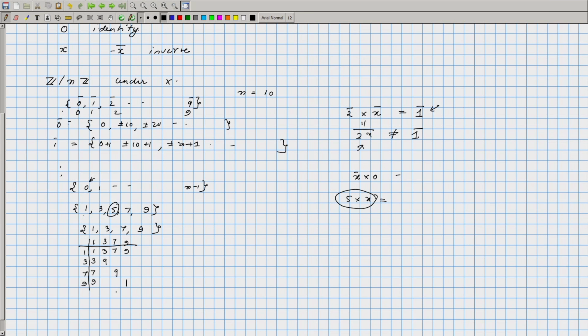So, this almost looked like our earlier table, but that is not the case because 3 times 3 is not going to be 1. And 7 times 3 is going to be 1, because 7 times 3 is 21, which is 1 mod 10, and 7 times 9 is going to be 3, from 63. 3 times 7 is 1, 3 times 9 is 7. We can fill this up.